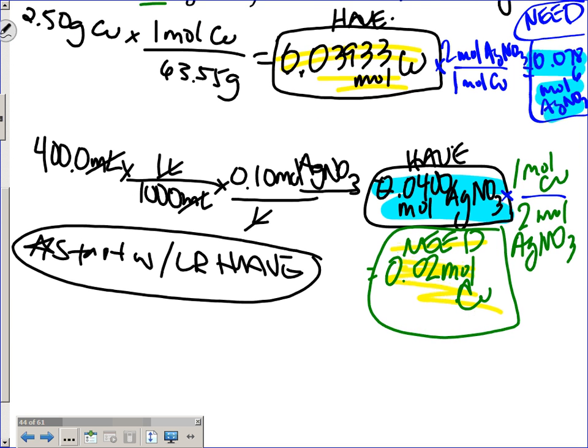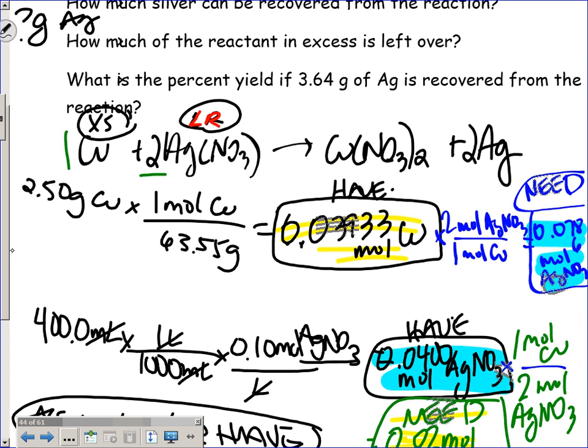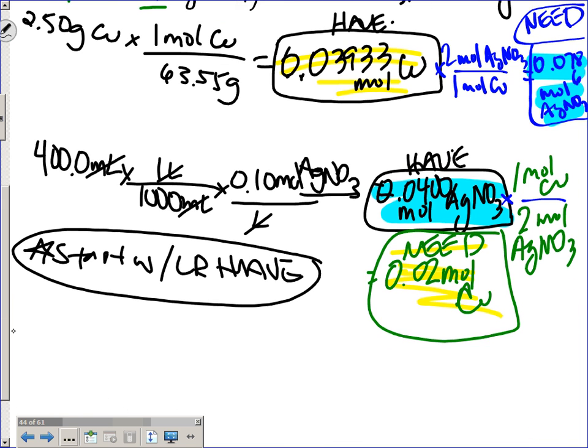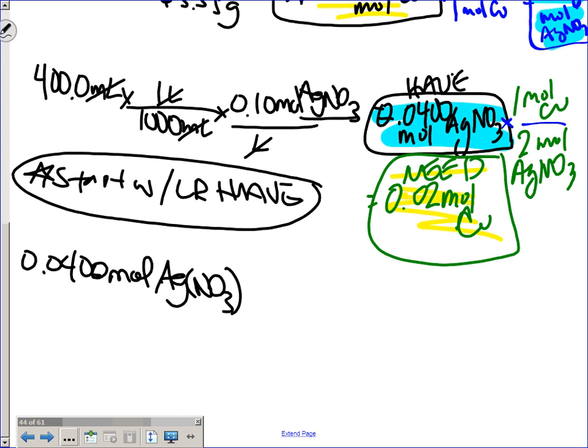So what's my LR half? Who's my LR? Silver nitrate, right? Silver nitrate's my LR. I have 0.0400 moles of the LR, silver nitrate. And you guys have your reaction in front of you. Assuming the question is we're going to grams of silver, what do you need to do first? Mole ratio from silver nitrate to straight up silver.